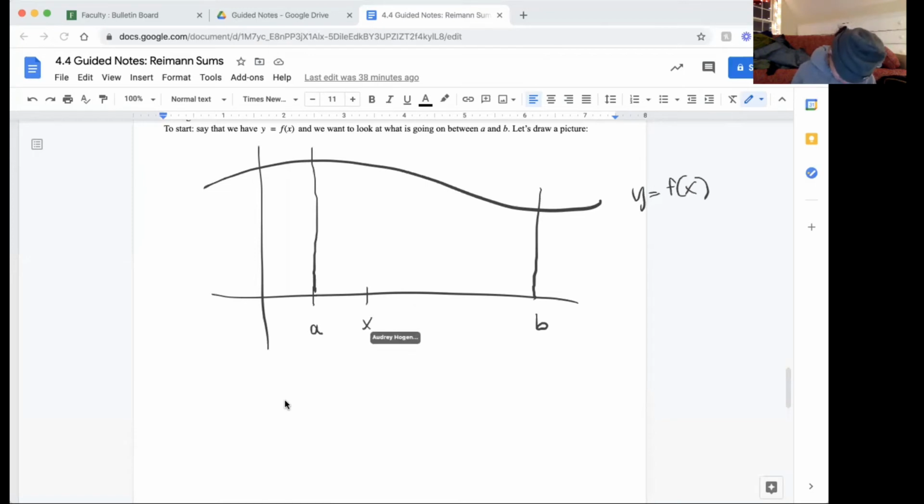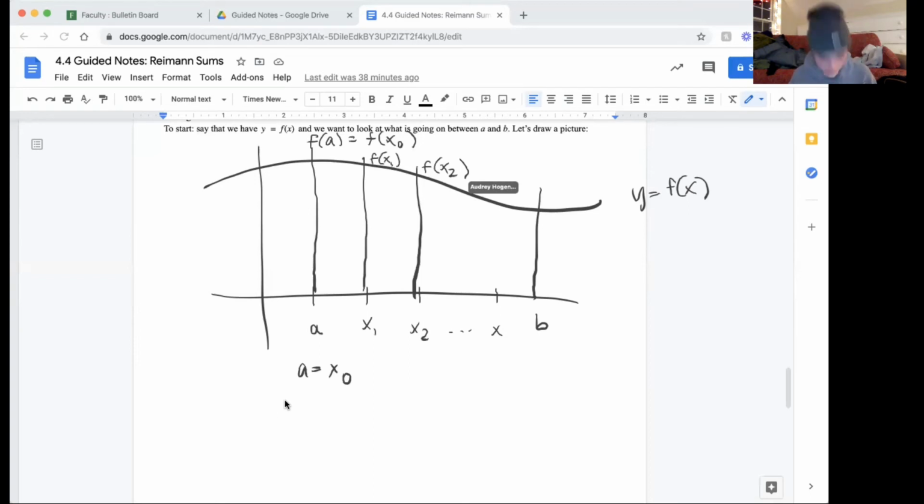I'm going to start with x sub 1, x sub 2, dot dot dot, all the way to x sub n, and then b. So now we have rectangles from having created that. And those are going to be, we're going to call a x sub 0. And so therefore f of a is equal to f of x sub 0. And then over here we'll have f of x sub 1, f of x sub 2, right? The value of the function at our x values of x sub 1, x sub 2.